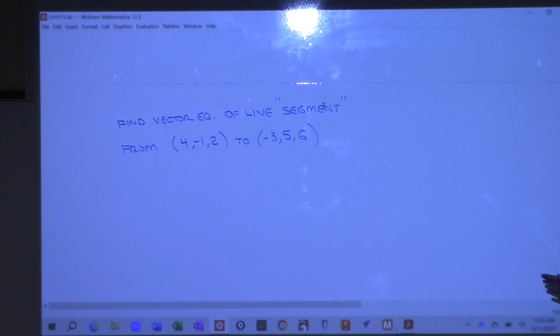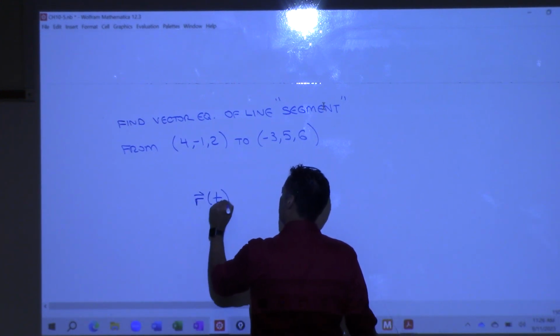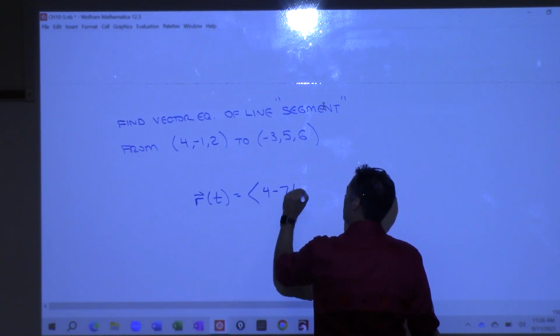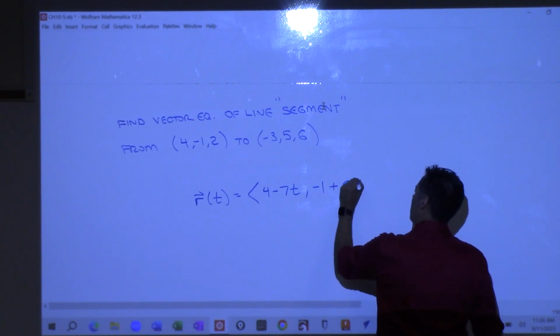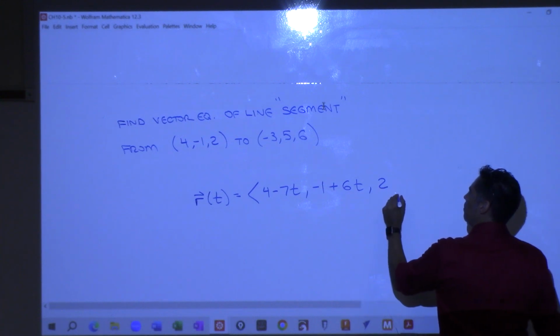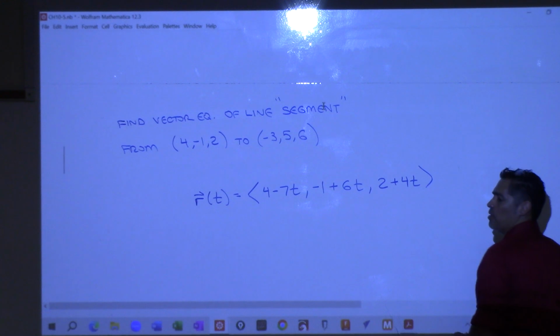So you do exactly what we just did. What was our vector equation? We came up with r of t was 4 minus 7t, negative 1 plus 6t, 2 plus 4t. Right? That was it? That was the vector equation?